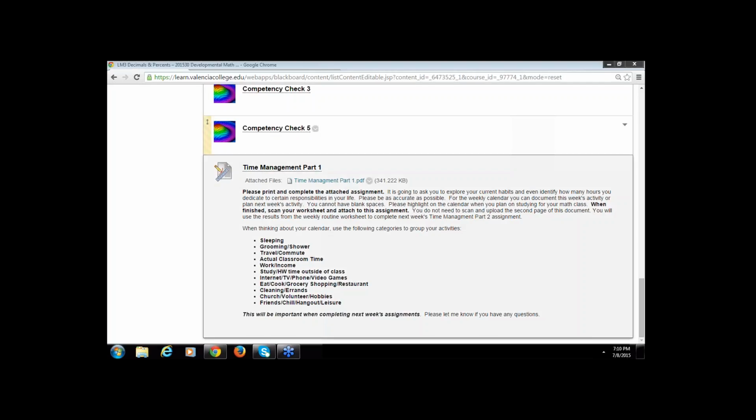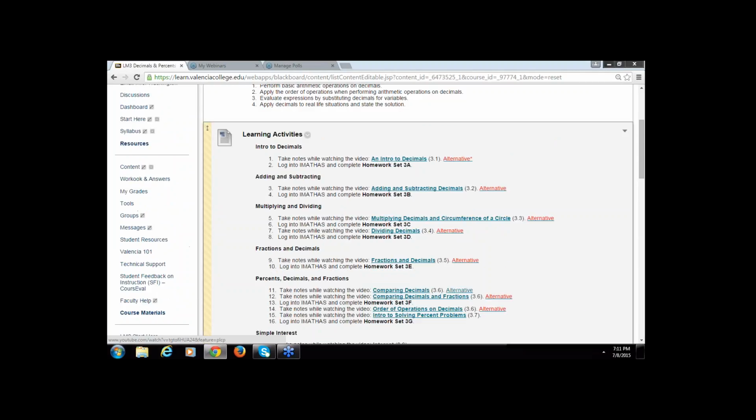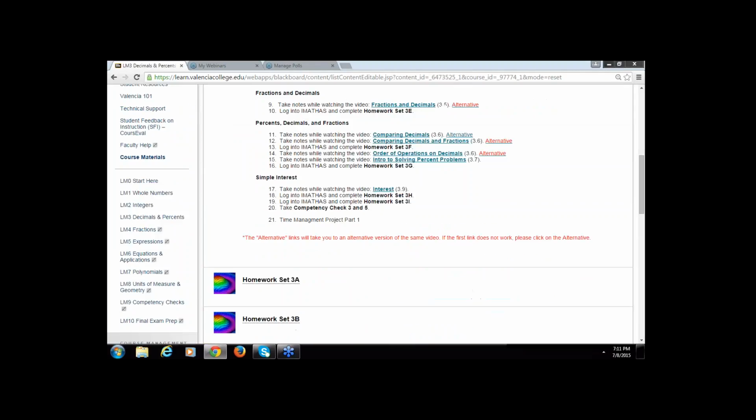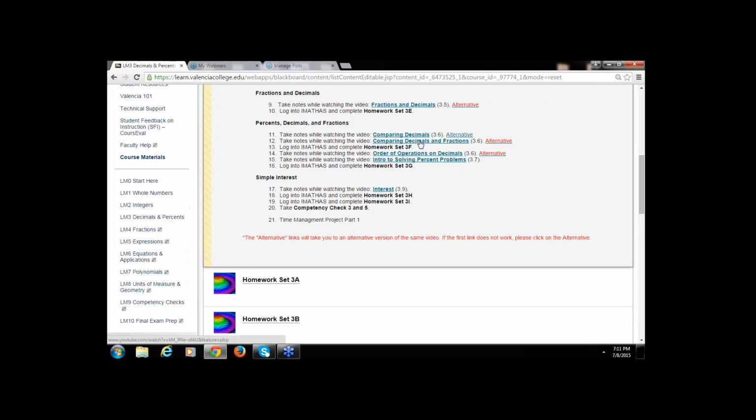There we go. Alright guys, so we are going to start at the top of Learning Module 3. If you guys have any questions, just let me know as we keep going. This is a pretty long section. There is a lot in here. It talks about decimals, fractions, and percents and how to convert them between each other.